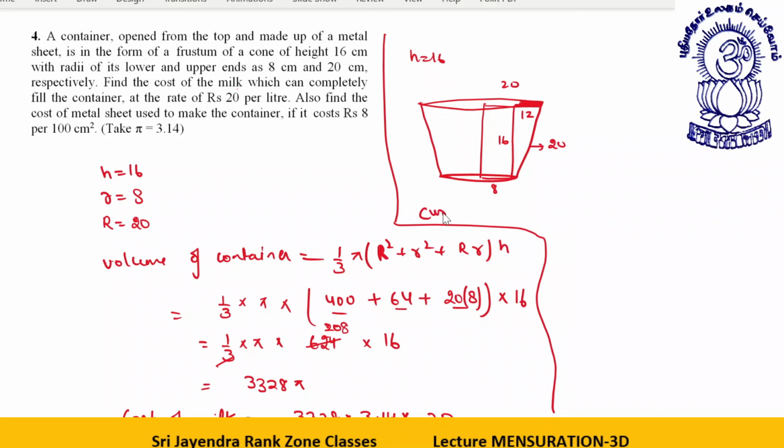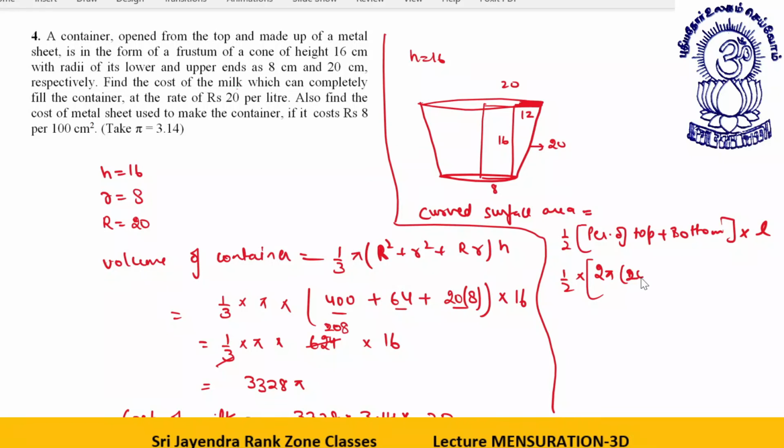What is the curved surface area? Curved surface area is half into perimeter of top plus bottom into slant height L. Perimeter of top is 2 pi r, where R is 20. Perimeter of bottom is 2 pi into 8, into L. L is what?